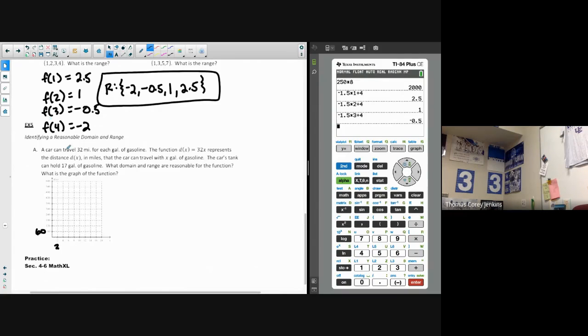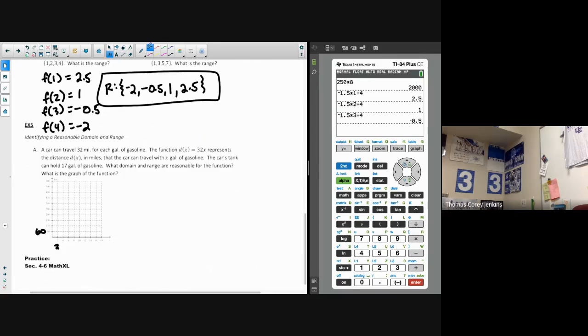It says a car can travel 32 miles for each gallon of gas. Usually that would just say car travels 32 miles per gallon. The function d of x equals 32x represents the distance d of x in miles that a car can travel with x gallons of gas. And it makes sense here that distance depends on gallons of gas, right? So that's why this is my output, this is my input. The car's tank can hold 17 gallons of gas. What domain and range are reasonable for the function? And then what is the graph of the function?